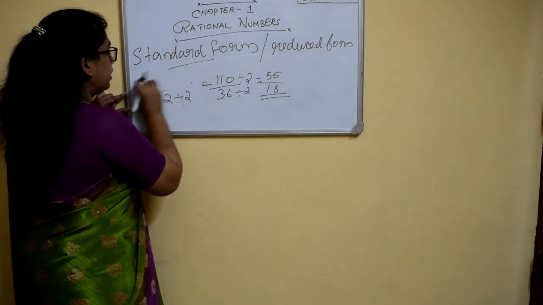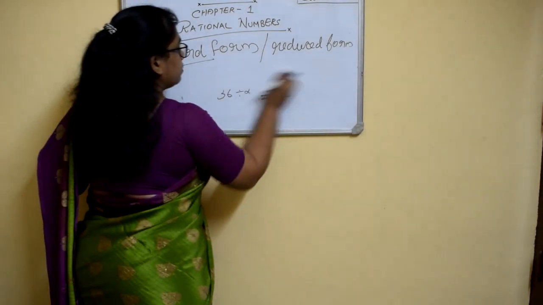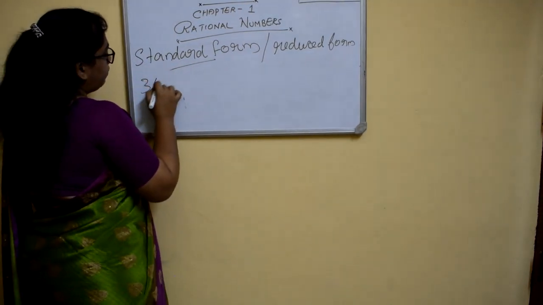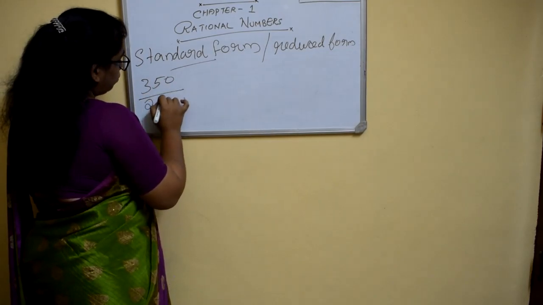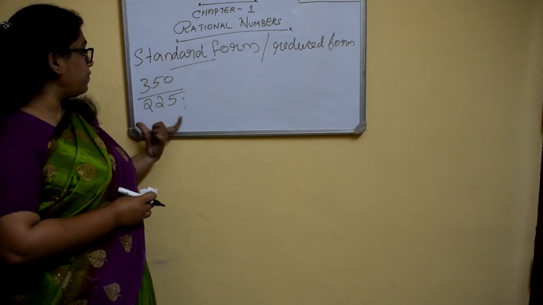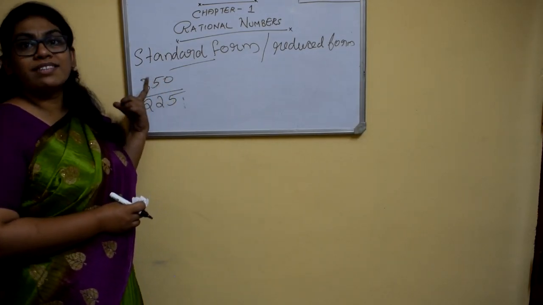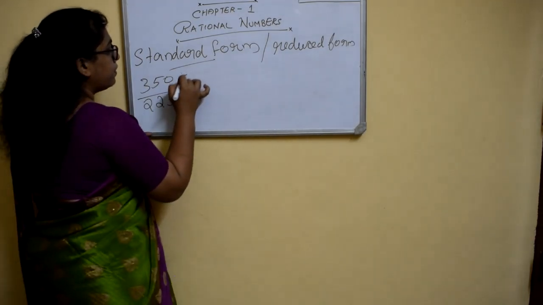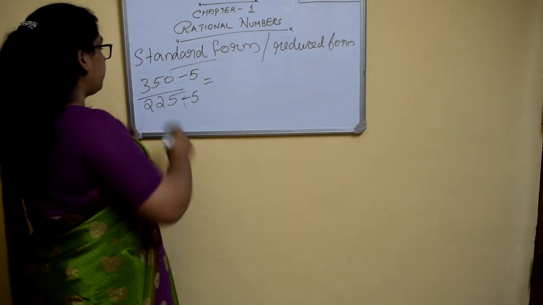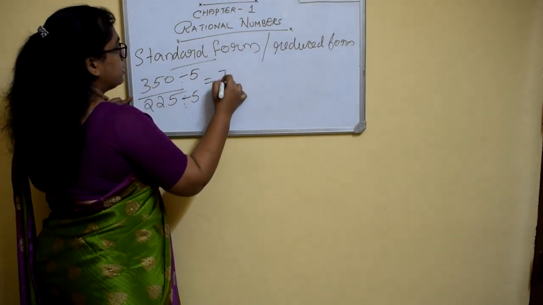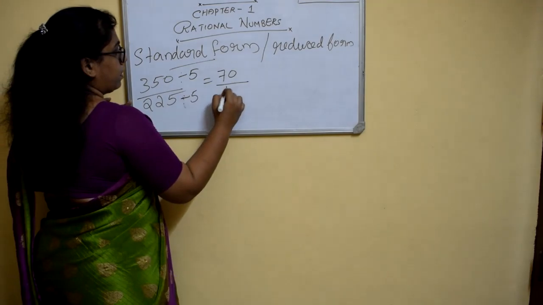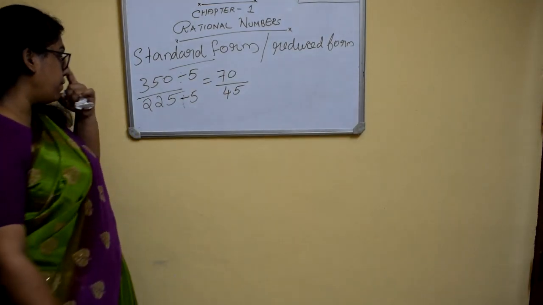One more example we will discuss. 350 by 225. Here for 350 and 225, no doubt the common factor is 5. Divide the numerator and denominator by 5. What is the answer? 350 divided by 5 gives 70, and 225 divided by 5 gives 45.